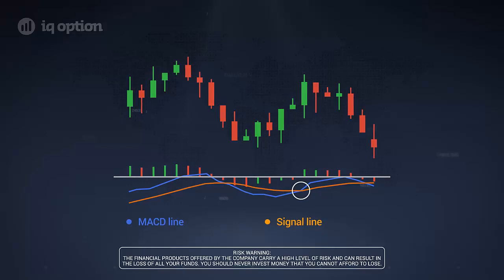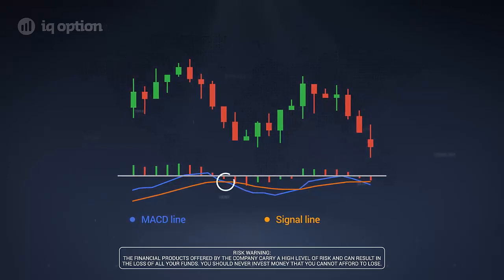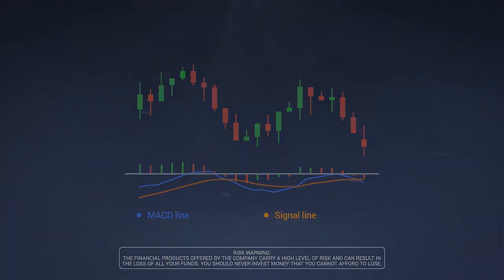When the signal line intersects the MACD line in an upward direction, it indicates the possibility of price enhancement. Conversely, when the signal line intersects the MACD line in a downward direction, it suggests a possible price reduction. The main advantage of the MACD indicator is its efficiency and simplicity.